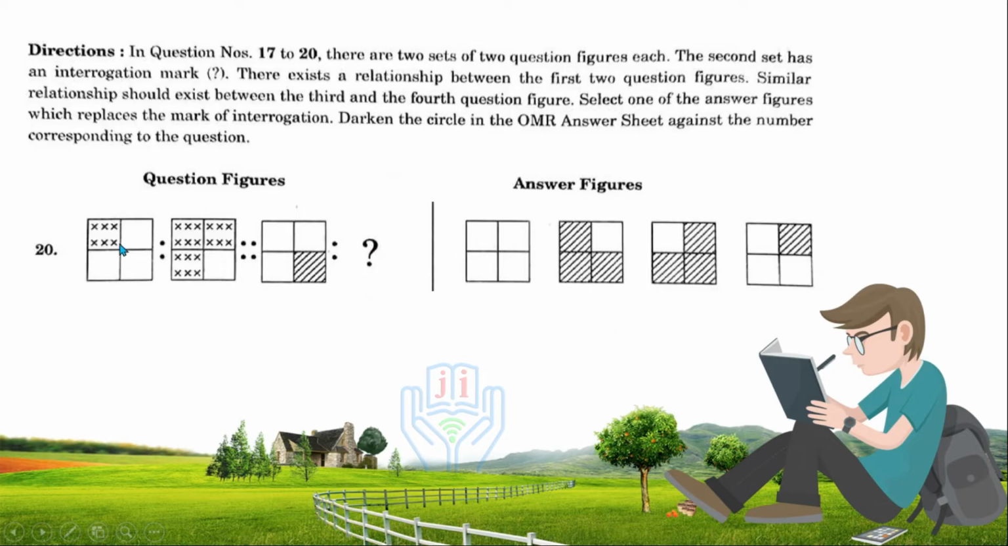6 cross symbols. So on the left side and right side, cross symbols. Same will be left side and right side cross symbols. Answer will be this one, C.